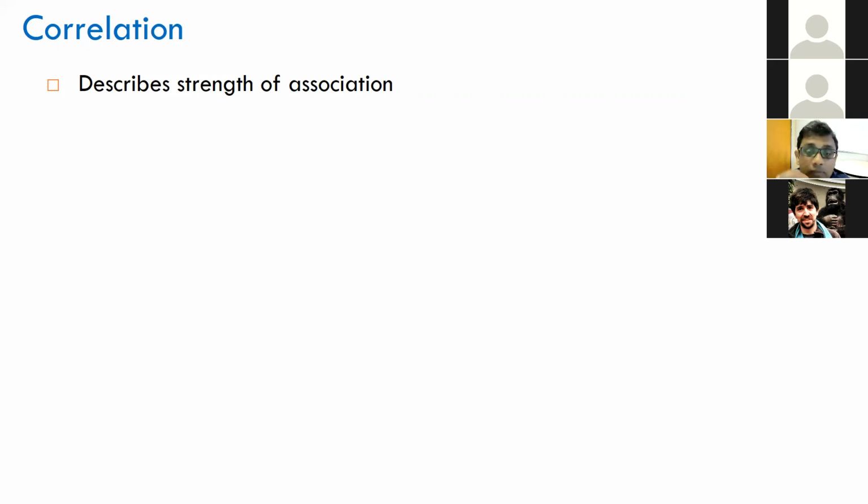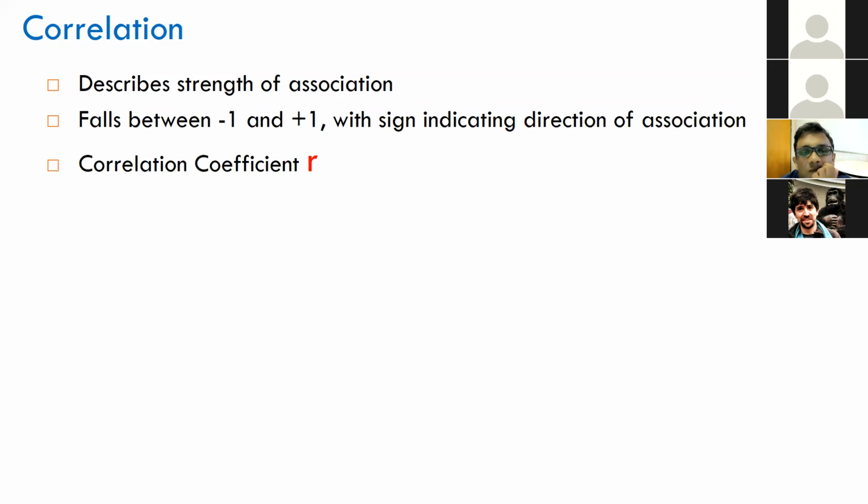The correlation value varies between -1 and +1. -1 is the strongest negative correlation, +1 is the highest positive correlation, and 0 in between is no association. Correlation comes with the correlation coefficient, which is simply R. That R will be a number like 0.5 or 1 or minus something.